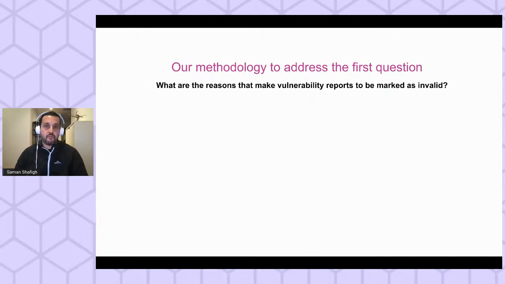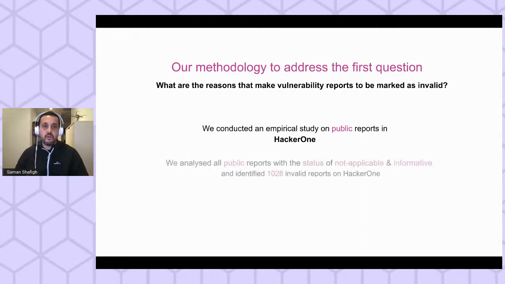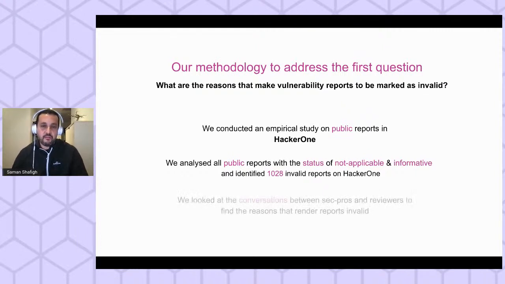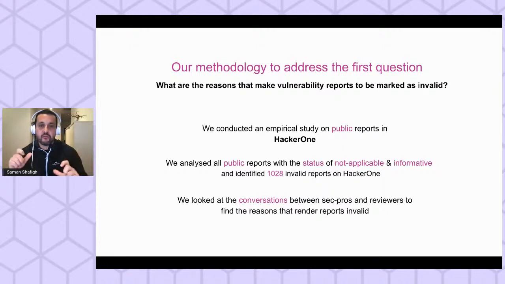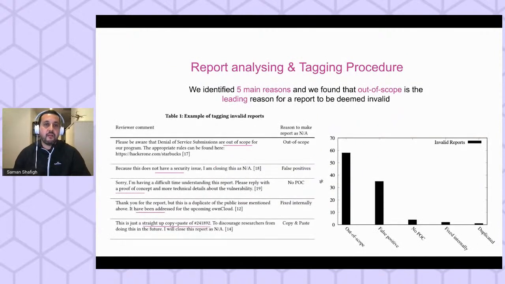For our methodology, we conducted an empirical study on all public reports in HackerOne. We analyzed all public reports with the status of not applicable and informative, and we identified around 1,028 reports that were marked as invalid. We looked at the conversation between the security professionals and the reviewers to find the reasons that render these reports invalid. And these are the 5 main reasons that we identified out of analyzing all of these 1,228 reports.